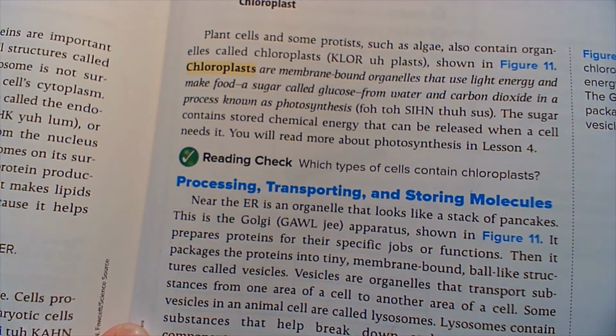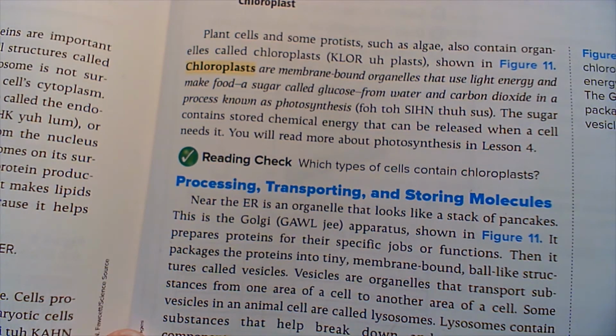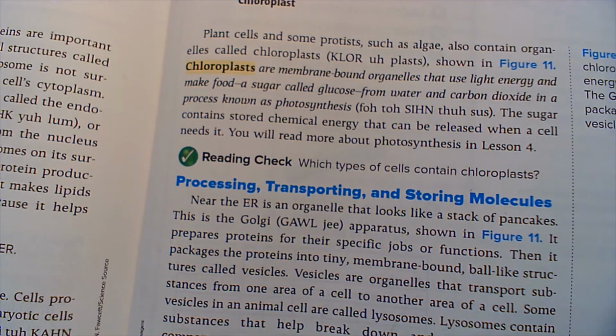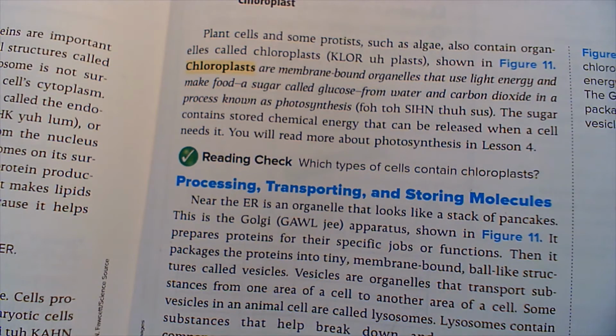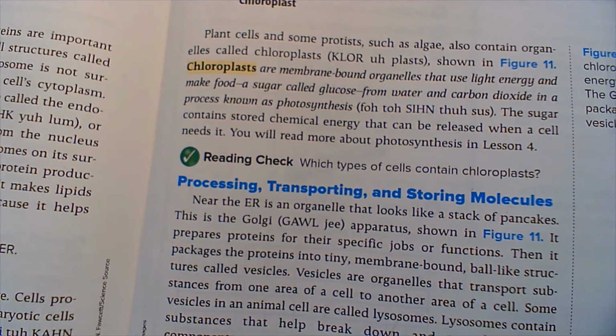Plant cells and some protists, such as algae, also contain organelles called chloroplasts, as shown in Figure 11. Chloroplasts are membrane-bound organelles that use light energy, and they make food, a sugar called glucose, from water and carbon dioxide in a process known as photosynthesis. The sugar contains stored chemical energy that can be released when a cell needs it. You will read more about photosynthesis in Lesson 1, and unfortunately we won't get to cover Lesson 4. You won't get to cover Lesson 4 this year.